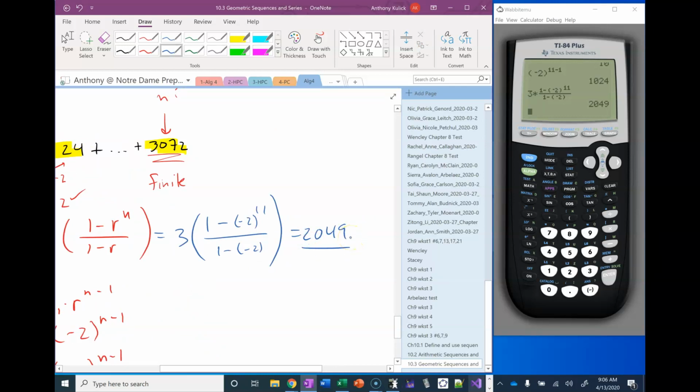Okay, so that'll wrap up this section. You should now be able to do assignment 3, and good luck to you.